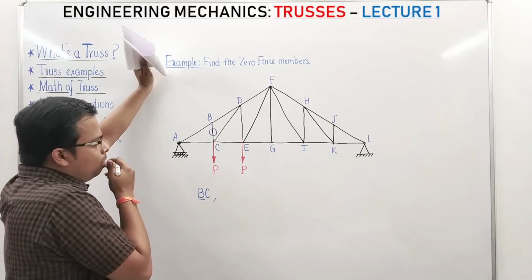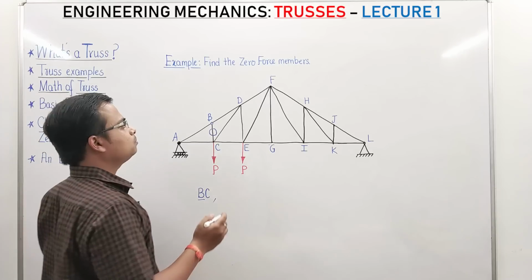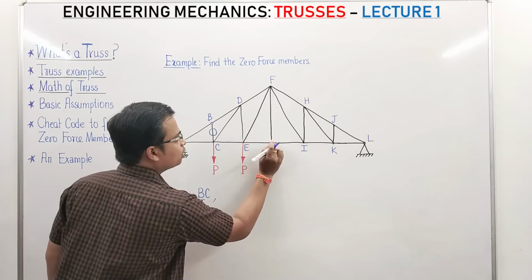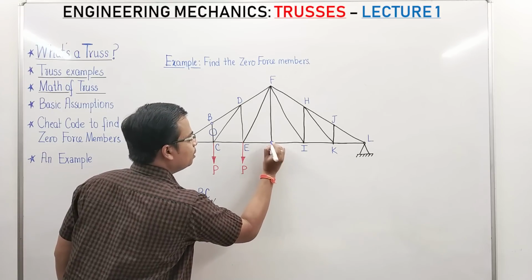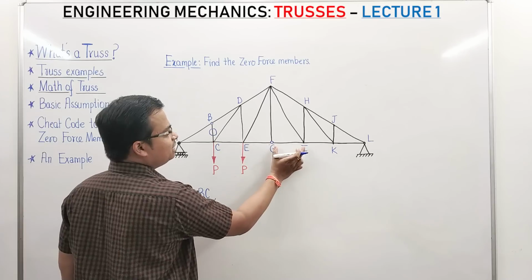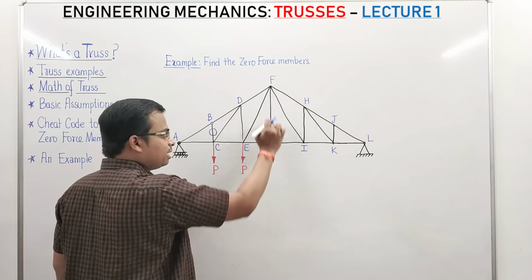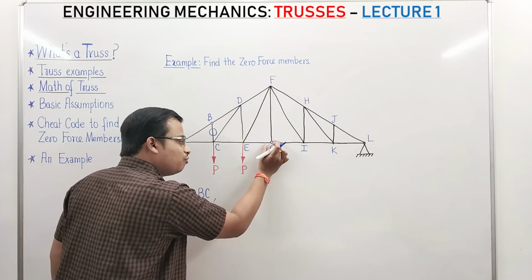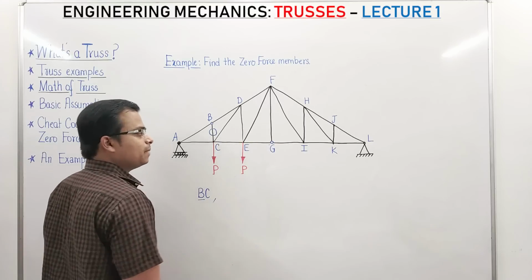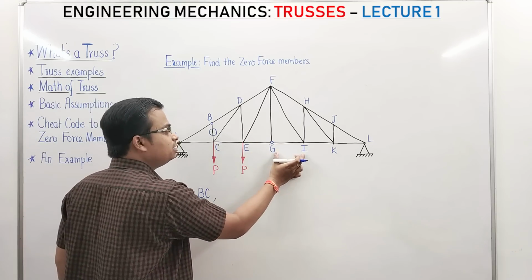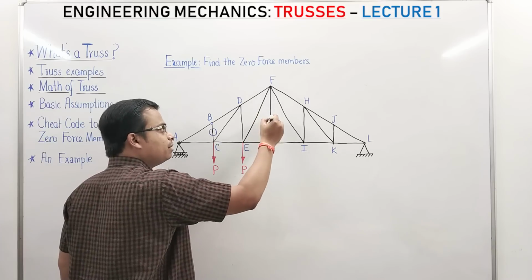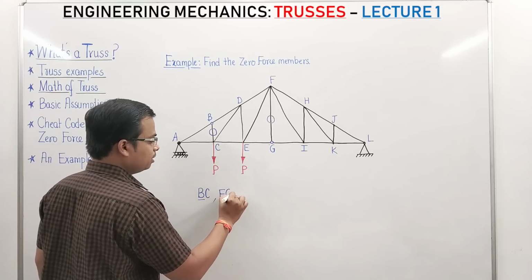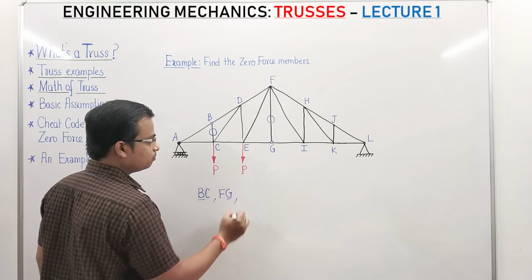Anything else? We've got one more. If you watch carefully, just try to focus on this joint G. Now on joint G there are 3 members acting, that is FG, EG and IG. There is no external force on this joint G, and at the same time these 2 members, EG and GI, are collinear. That means this third member is going to have 0 axial force. So the second option is FG. And where did we focus? We focused on G. So that's done.